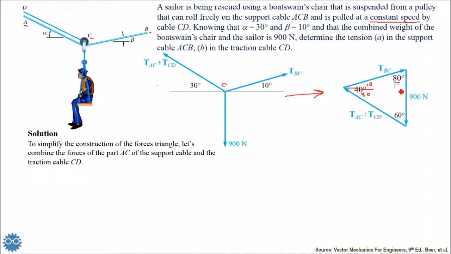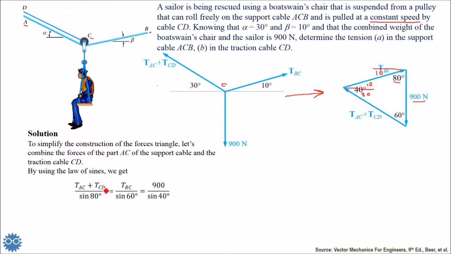And finally, this angle could be found by subtracting 40 plus 60 from 180, because the total angles of a triangle is 180. Or if we take a horizontal line, this is 10 degrees, so 90 minus 10 will be 80. So in these cases, we can get the angles directly. Now we have all three angles and we have one of the forces, so simply we can apply the law of sines in this way.